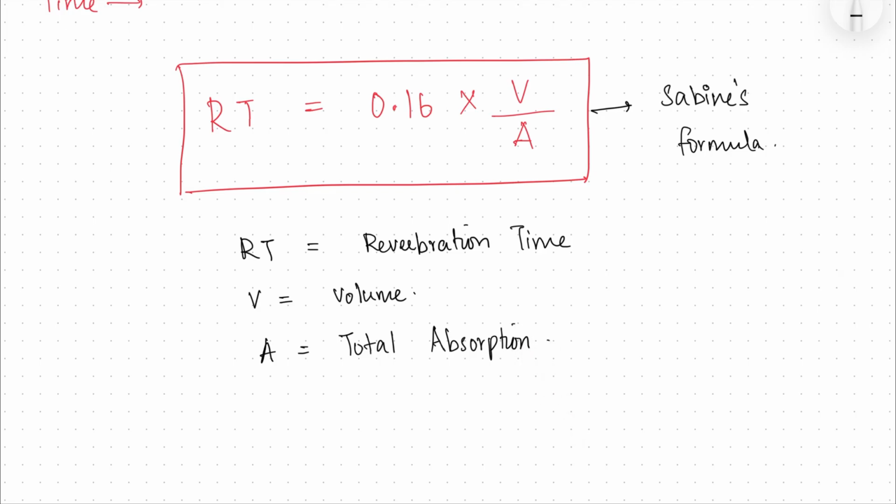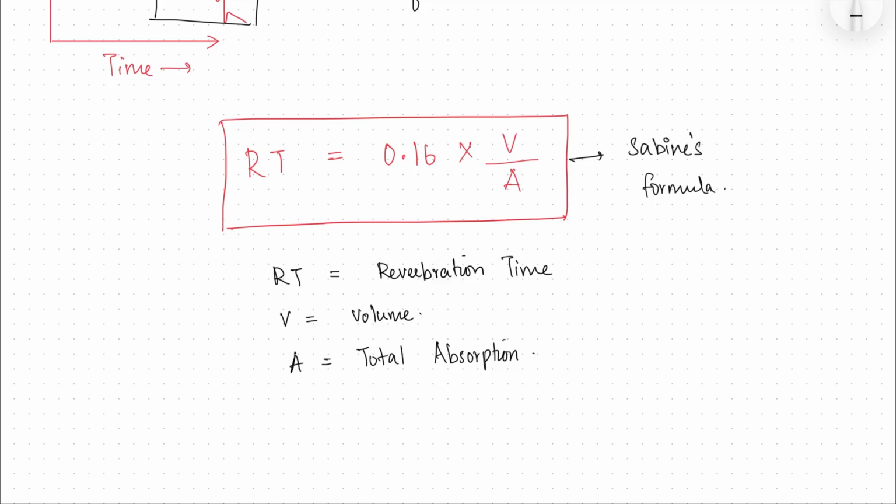And remember, this formula is used only for metric values. Like your volume should be in cubic meters, and total absorption, I'll talk about total absorption later. But remember, all your surfaces and everything should be in meters. So this formula is for metric values.